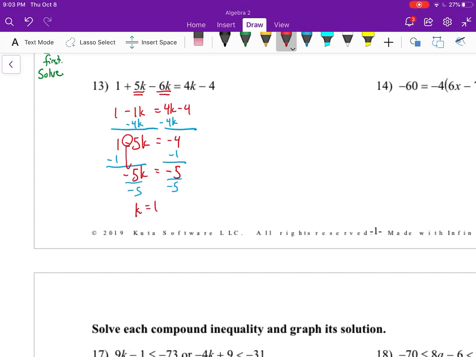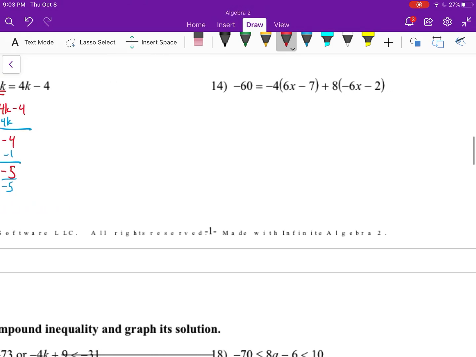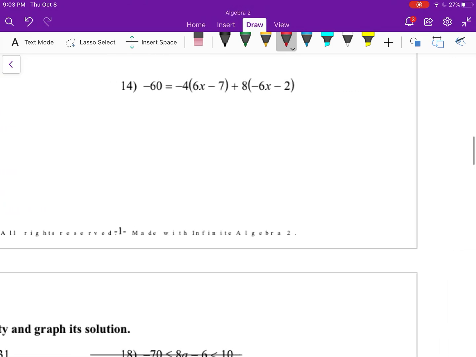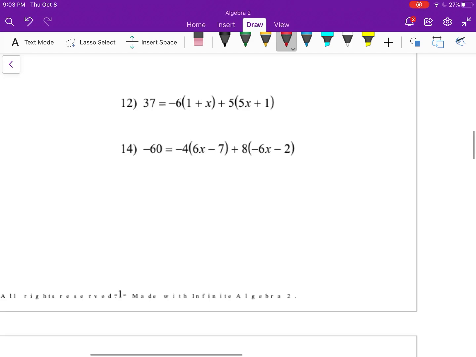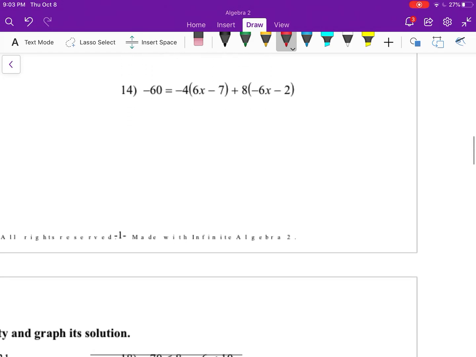Now remember, with all these solving for variable questions, you can plug it back in to make sure it works. I'm not going to do that right now, but you could quickly pause, plug in the 1 for every value, and you could see that it works. Number 14 is very much like number 12. It does only have variables on the right side, but still needs to be solved.